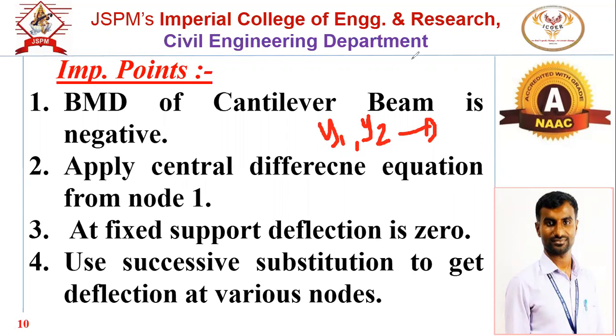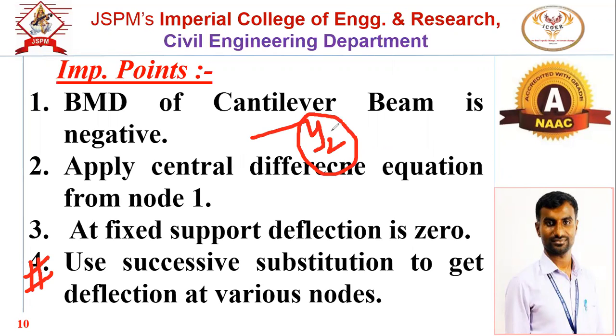That point we have to remember. In case of a cantilever, if you apply the central difference equation for each node, you will get the value of some deflection at various nodes. It may be y1, y2, y3, and that value you have to put in successive substitution, meaning in the next equation you have to put that value to get the deflection. Okay, so these are the 4 points we have to remember.